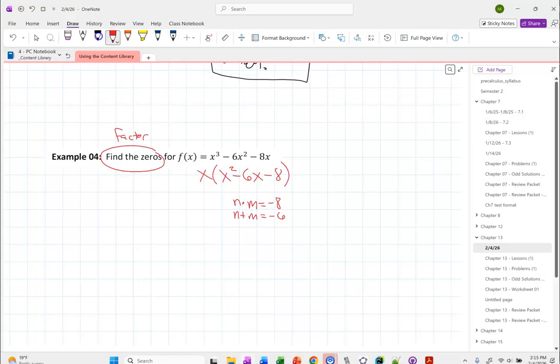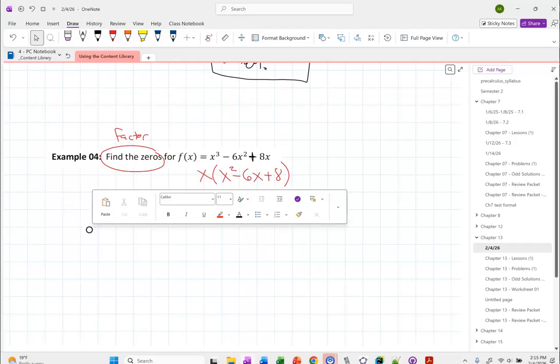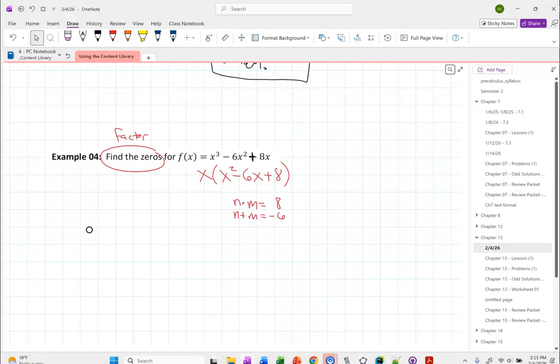Let's make that +8. I think that's just a typo. What are those two numbers? -4 and -2. Everybody agree? So that allows me to go straight to my factored form. If I look at my factoring tree, what does it tell me to do after that?